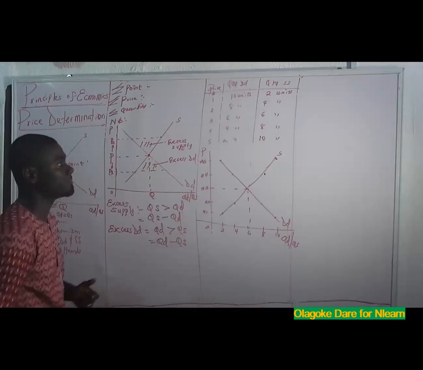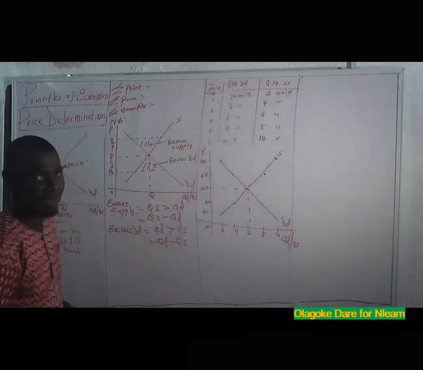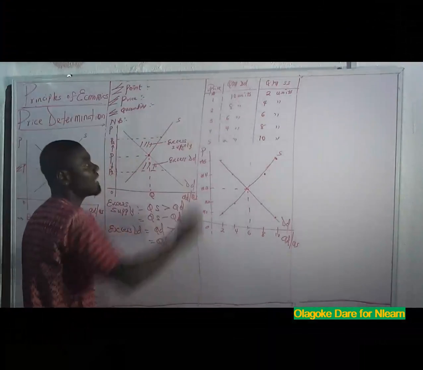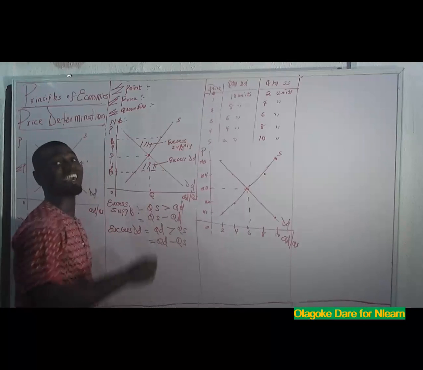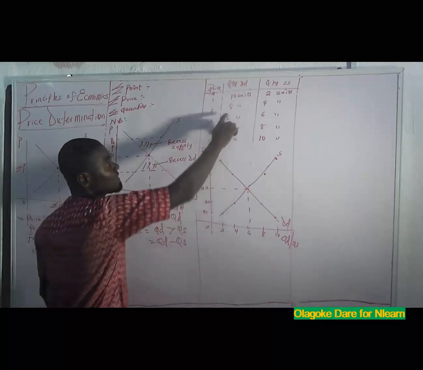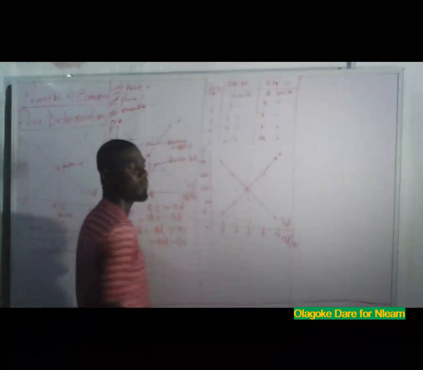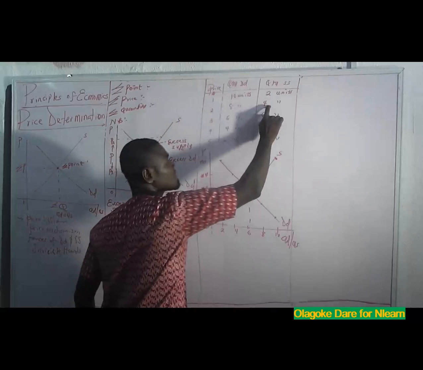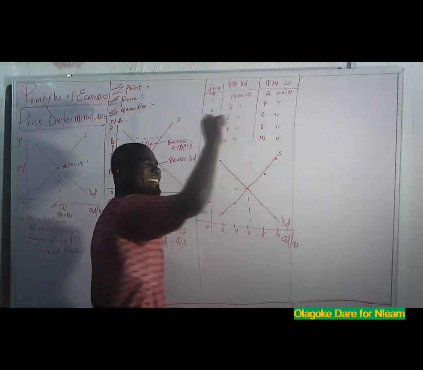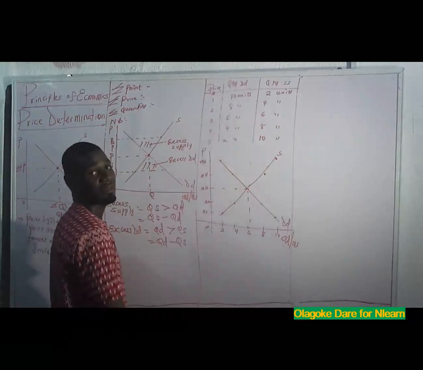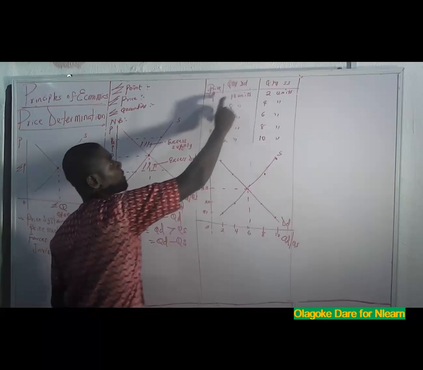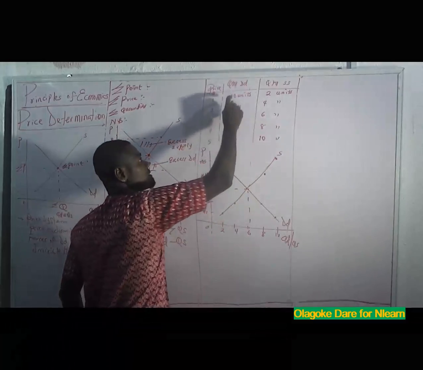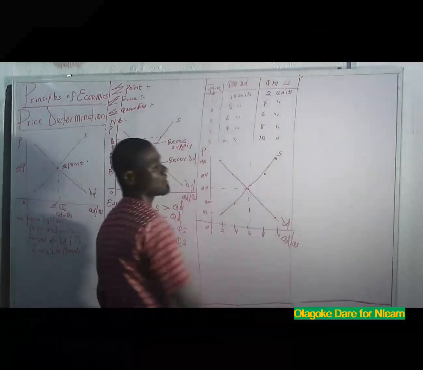Now let's look at the table. 3 naira is my equilibrium price. What are the prices fixed below? I have 2 and 1. At 2 naira, I should have excess demand. Why? Because my quantity demanded, 8, is greater than quantity supplied, 4. And excess demand means quantity demanded minus quantity supplied. 8 minus 4 will give me excess demand of 4 units. At 1 naira, my quantity demanded is greater than quantity supplied. So my excess demand at 1 naira is 10 minus 2, which is 8 units.